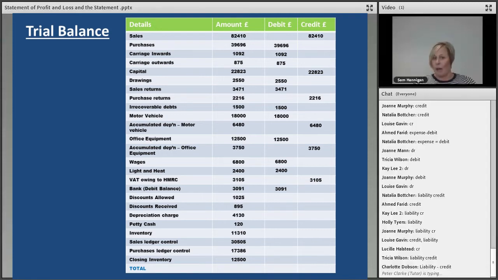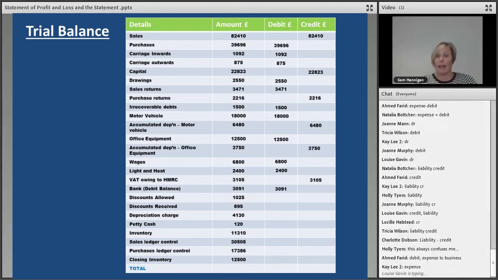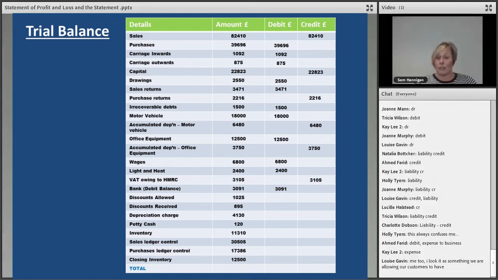Okay, now this one's where people do get confused, okay? Discounts allowed, discounts received. Discount allowed is where we are giving a customer a discount for paying us early. So if somebody owes us £100 and I say to somebody, right, if you pay me now, you only have to pay me 80, I'm losing £20. So if I'm losing £20, it becomes an expense to me because I haven't got that money and I need to somehow claim that money back. So a discount allowed means that you are giving somebody a discount, so it turns it into an expense, which would be a debit entry.